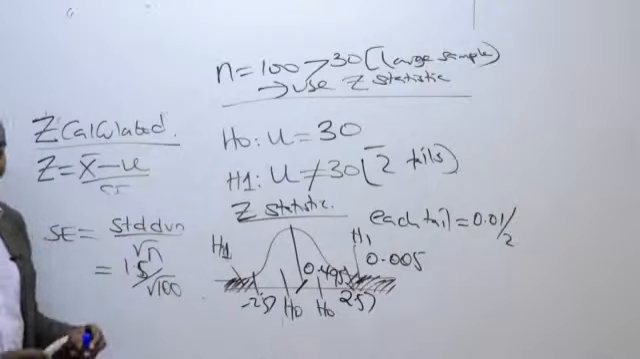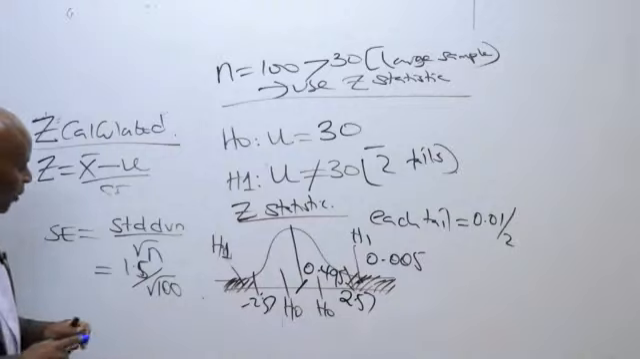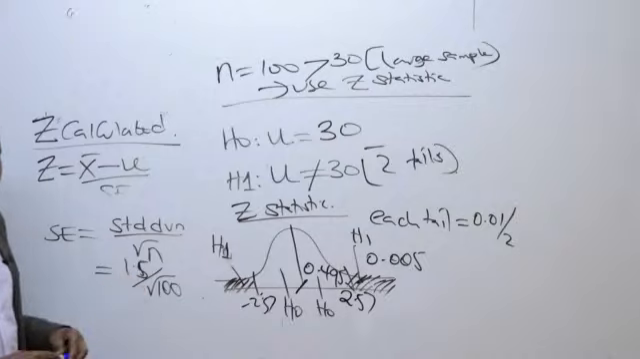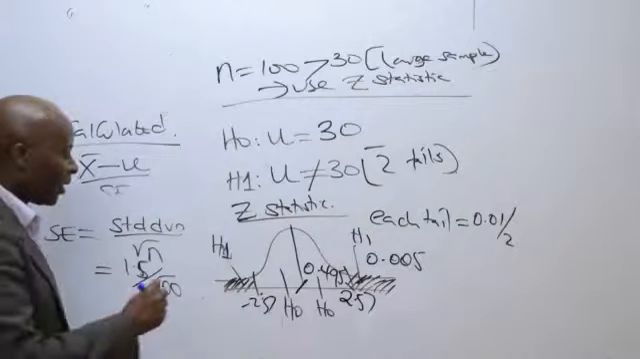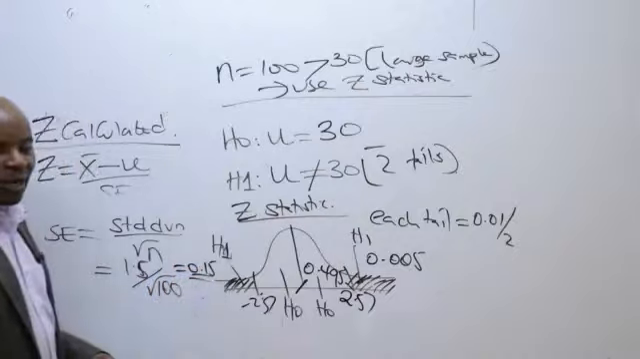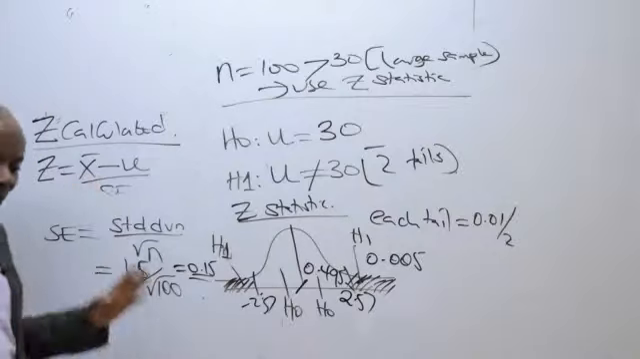Divided by the square root of 100. So 1.5 divided by 10. Thank you very much, Denise. 0.15, like that. That is the correct answer for standard error.